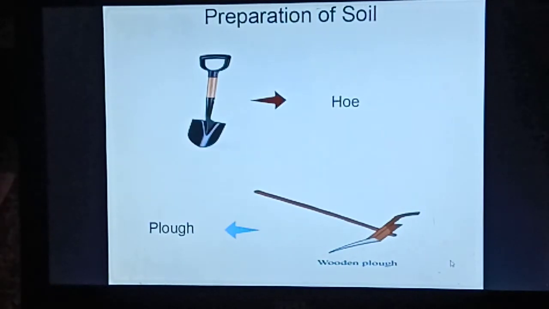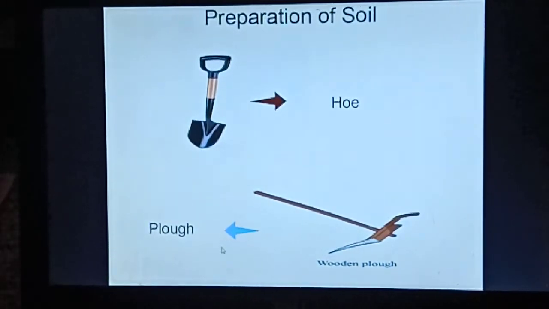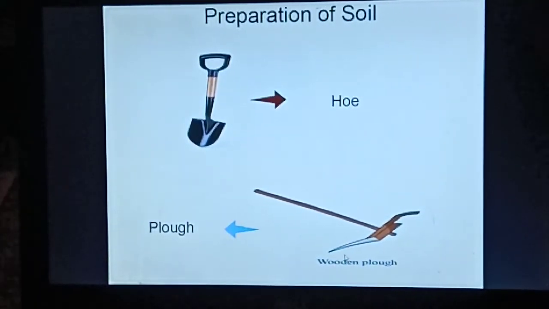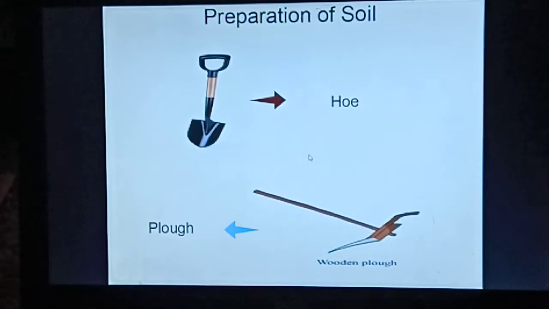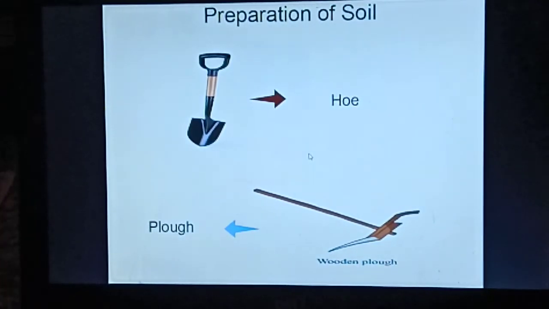Now we are on the preparation of soil. Preparation of soil is mainly done by the hoe and by the plow. You can see it here. This is a plow shaft. Over here there is a stick, and here there is also a rod. Here bulls are yoked and we do plowing, or if there is a small land, then we can use a hoe also. So now let us move ahead.